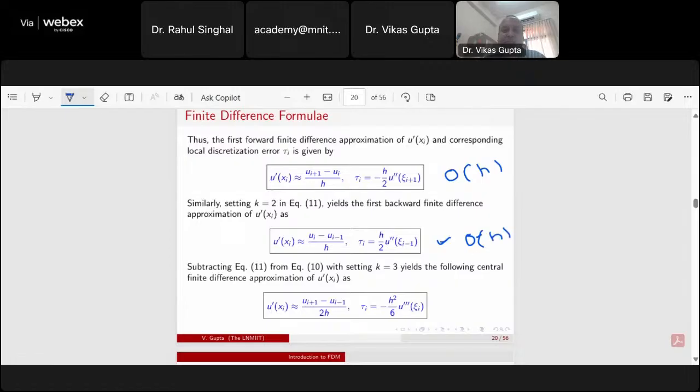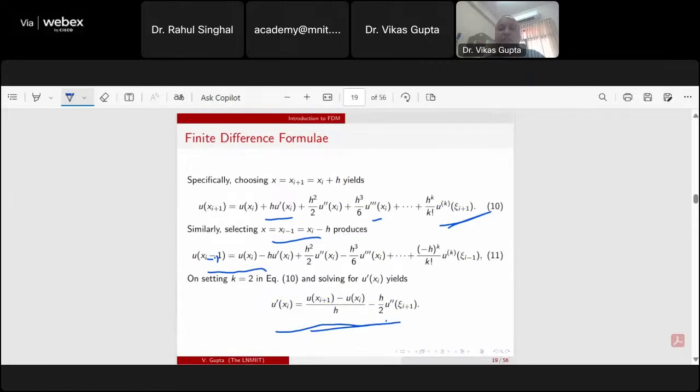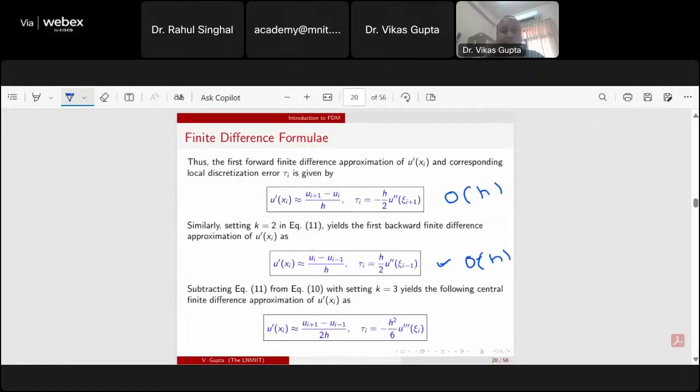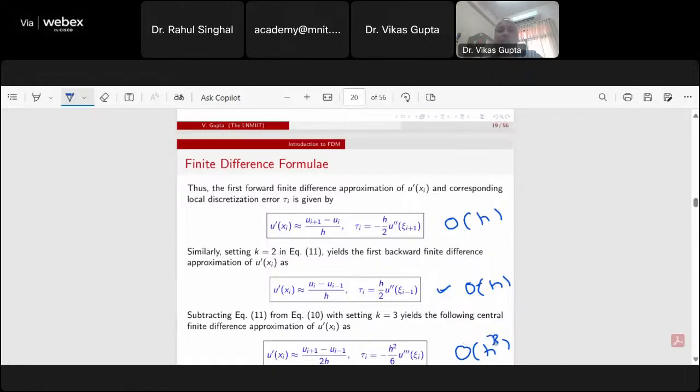Now if we subtract equation number 11 from equation number 10 and set k equal to 3, we will get this central difference approximation for the first order derivative. u prime (xi) is approximated by this formula, (u(i+1) minus u(i-1)) upon 2h, where the truncation error is given by this term, minus h square by 6 u triple prime (zeta i). So you can notice that this approximation is second order accurate.